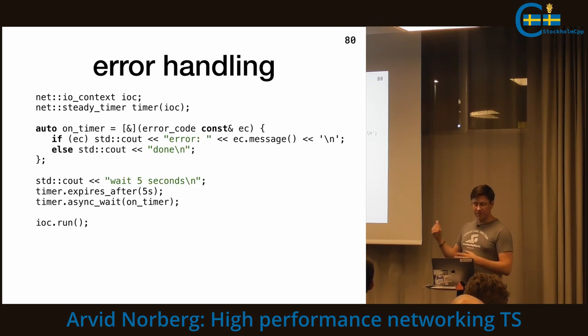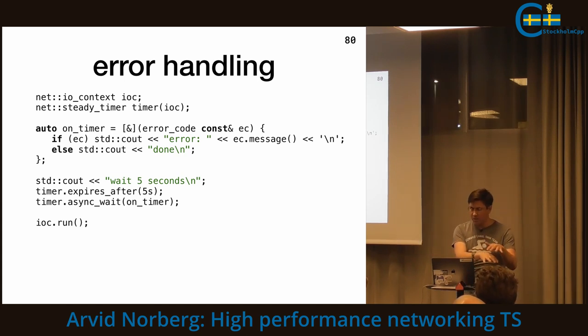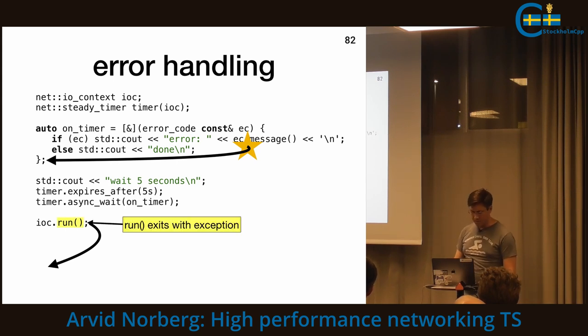So if we look at this simple timer example that I had in the beginning, let's say, for instance, that ec.message throws an exception. So onTimer is called by ioc.run, so we're already inside the networking TS somehow. It throws an exception. It's going to exit, and the exception is going to come out of the ioc.run call right there. You made that sound like it was bad. I didn't mean to add any judgment at all. I think it makes perfect sense.